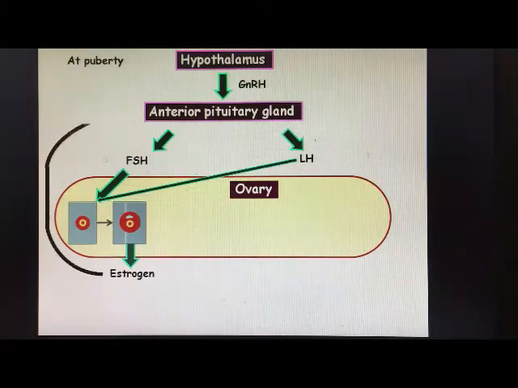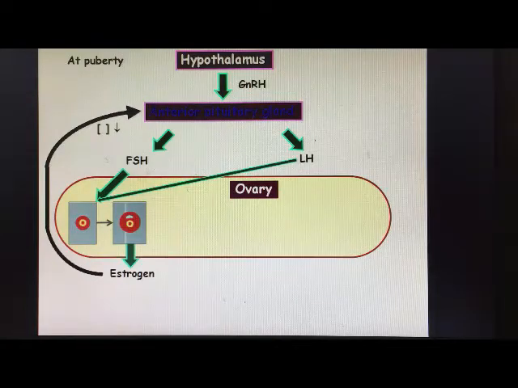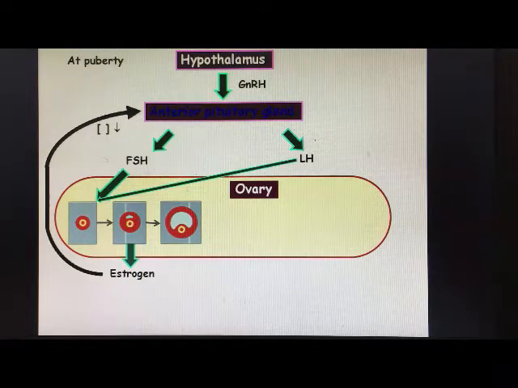So a low concentration of estrogen will exert a negative feedback on the anterior pituitary gland. So the anterior pituitary gland is inhibited from secreting more FSH and LH. So these hormone levels are being kept low. When the follicles continue to develop, more estrogen is being secreted, which causes the concentration of estrogen to be increasing.